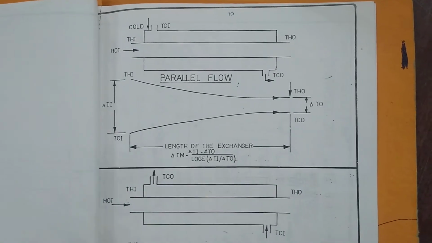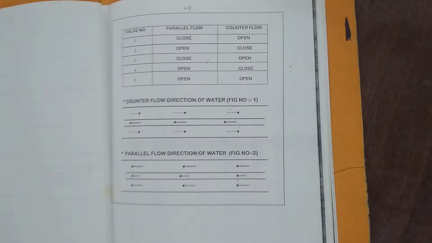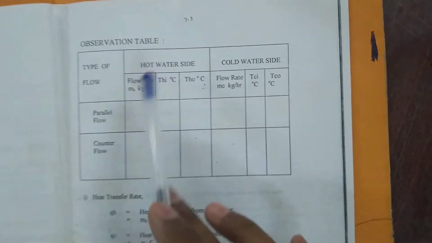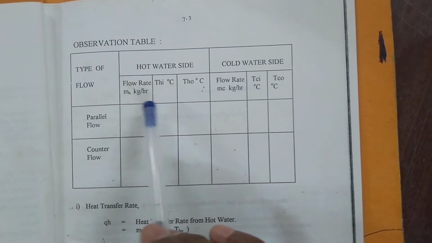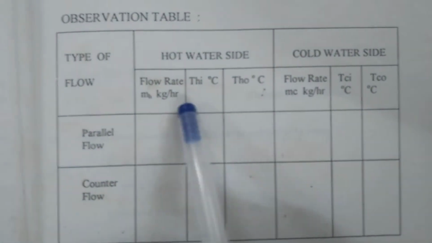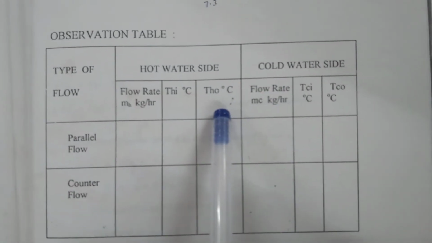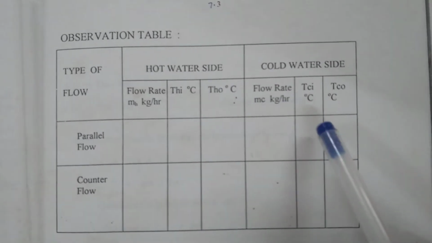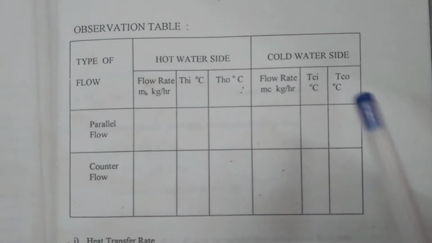Now what are the observations needed for this experiment are these. Here in the observation table what we have to measure for the parallel flow type of heat exchanger, we have to measure the flow rate mH which is kg per hour, THI which is the inlet temperature of the hot water and THO is the outlet temperature of the hot water. Similarly for the cold water side we measure the flow rate as well as the inlet temperature of the cold water as well as outlet temperature of the cold water.